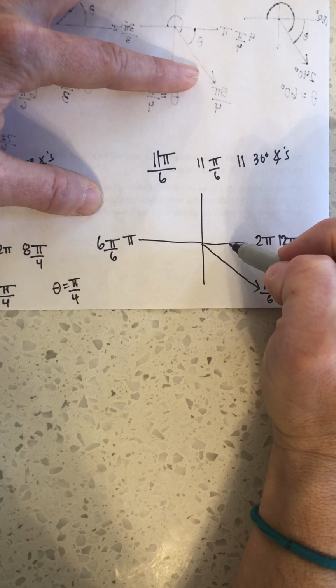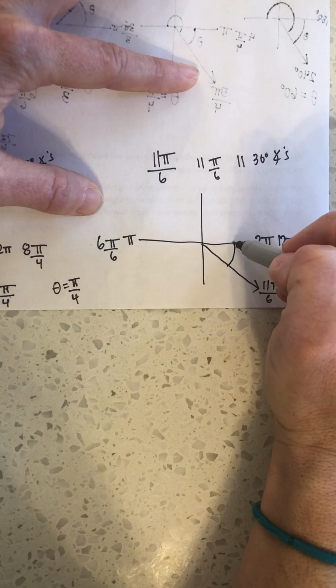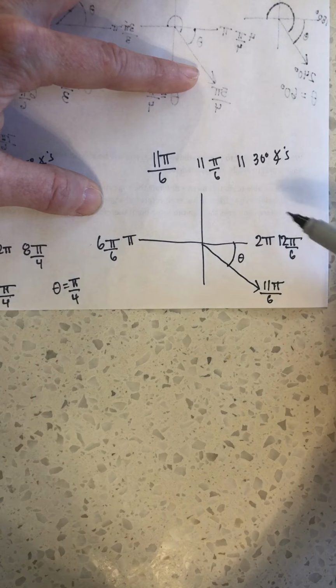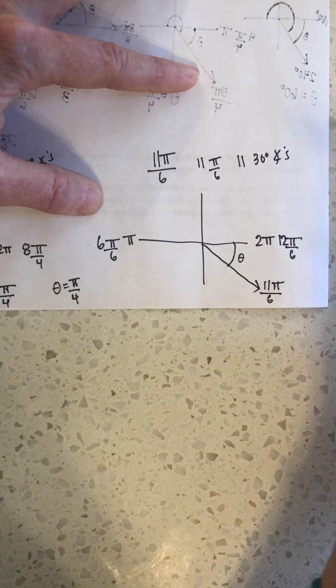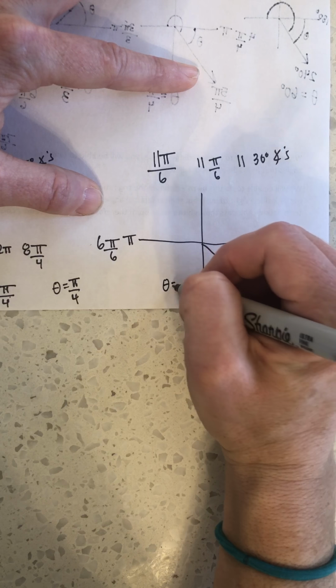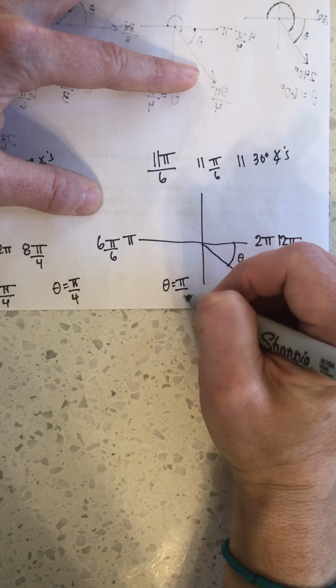So what is the reference angle between your angle ending and the x-axis? Well, how many pi's over 6 live in between 12 pi over 6 and 11 pi over 6? The reference angle is 1 pi over 6.